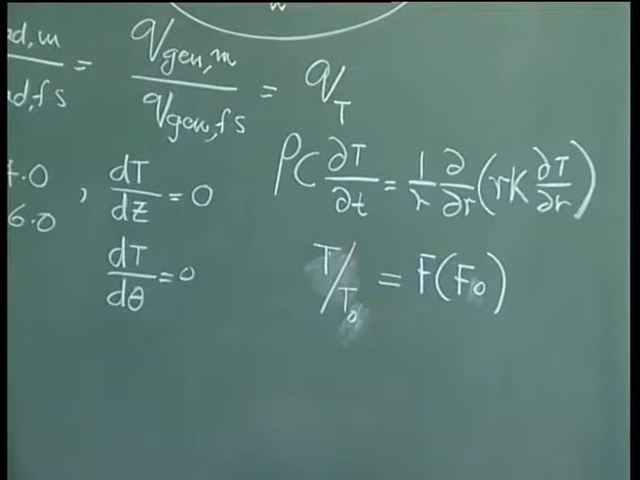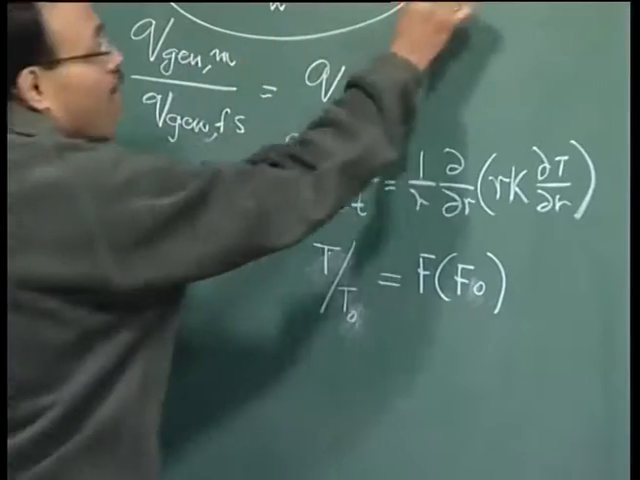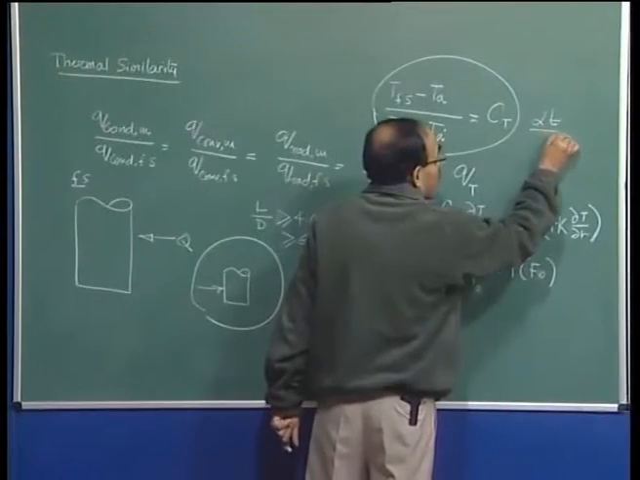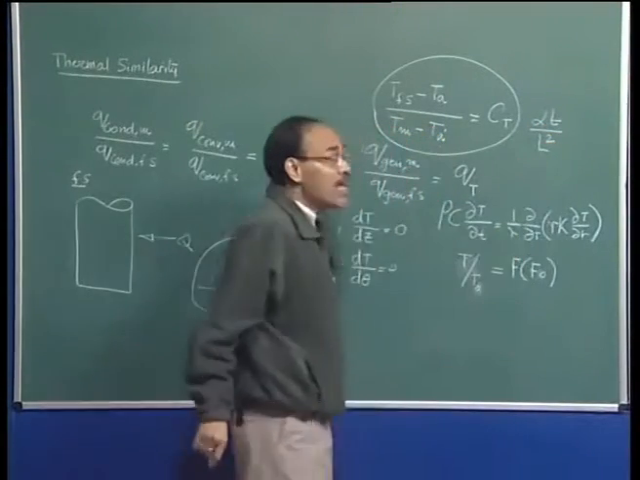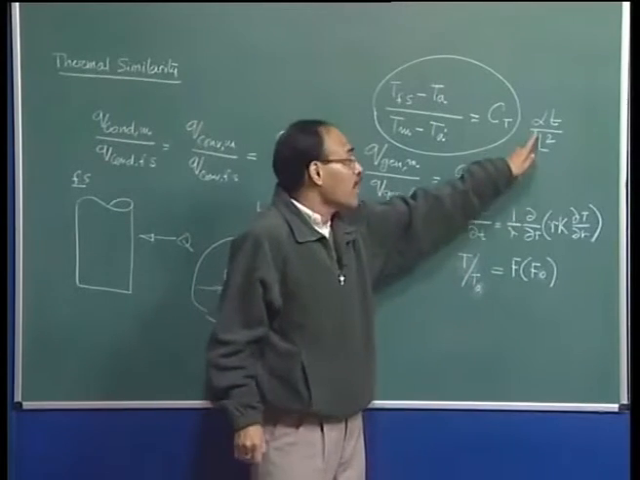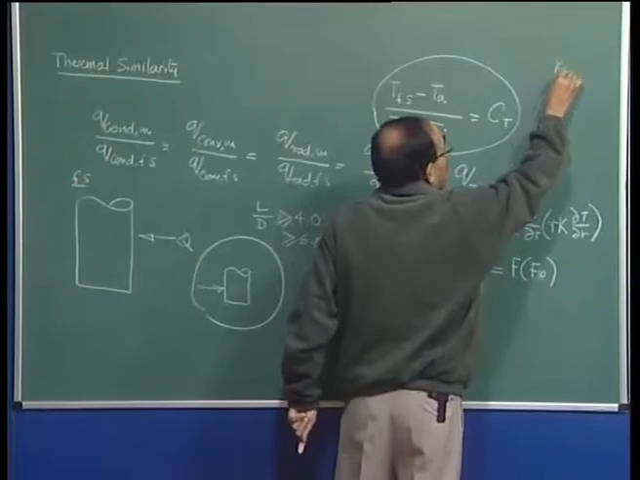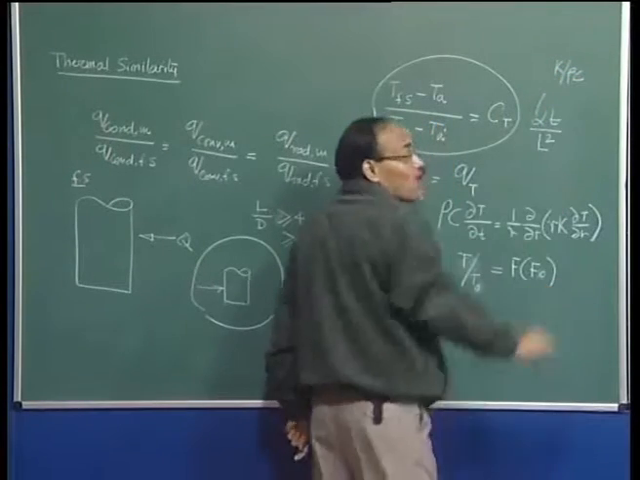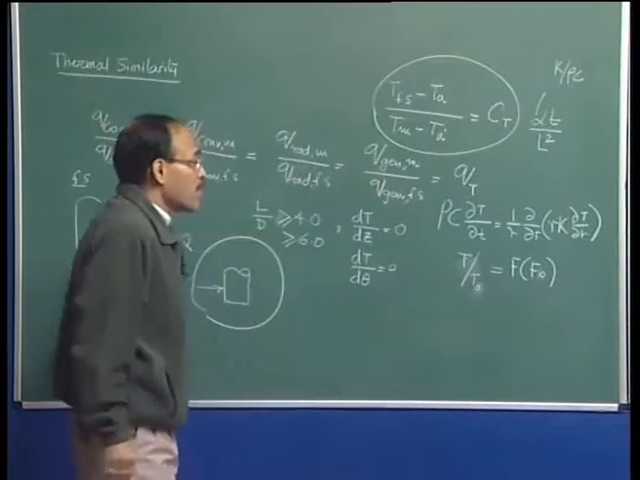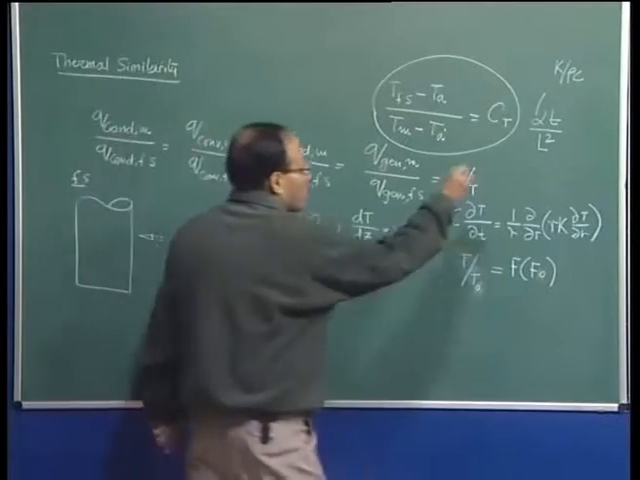The Fourier number, all of you must know from your second year transport phenomena course, is going to be alpha t by L square. That is the Fourier number. L represents the characteristic length and alpha represents the thermal diffusivity, which is nothing but k divided by rho times C. Rho is the density and C is the specific heat. So, this is the definition of the Fourier number.